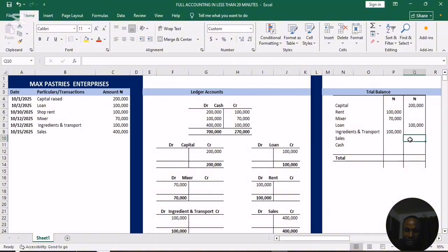So it's a debit credit entry. So you hit your equal to, then your sale right here, hit your enter. Correct. Then the last, the cash.